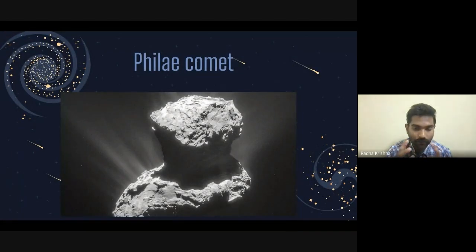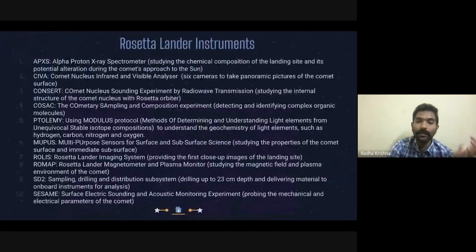This is also coming from Rosetta itself. So this is how a comet looks, and in the background you can see how a lot of material and gases are being shed by the comet. Even when it has landed, it has given a beautiful picture of a lot of gas coming from the surface, and then it has died there.